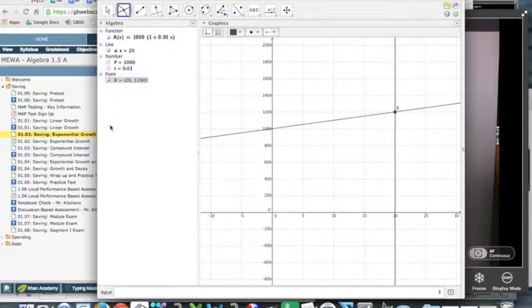And this hopefully helped you a little bit with understanding how you can use Geogebra. Geogebra gets even more important and helpful when you get to compound interest, and that's what we'll do next.